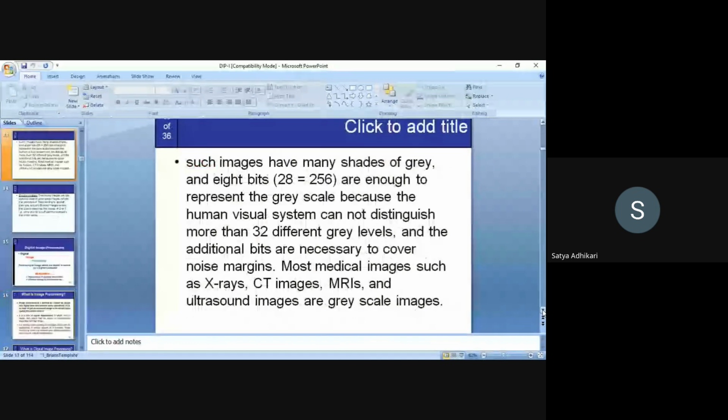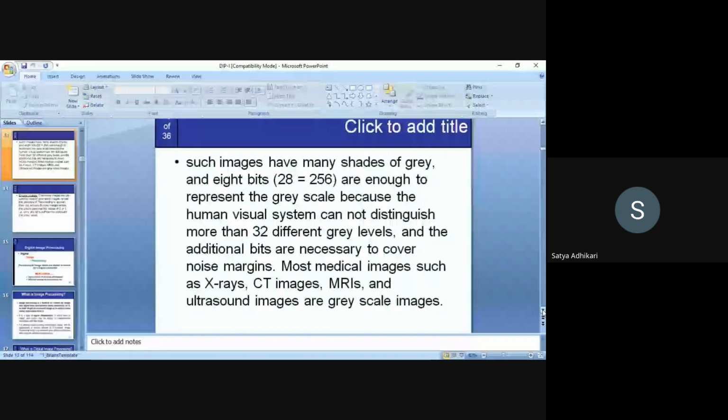And as we discussed, such image sets may be gray in 8 bits. So that is why the maximum is 2 to the power 8, which is 256. It's not 28, it is 2 to the power 8, it is 256. So 8 bits are enough to represent the grayscale, because the human vision system cannot distinguish more than 32 different gray levels. And the additional bits are necessary to cover the noise margins.